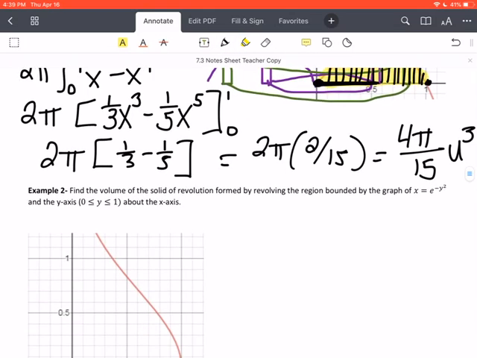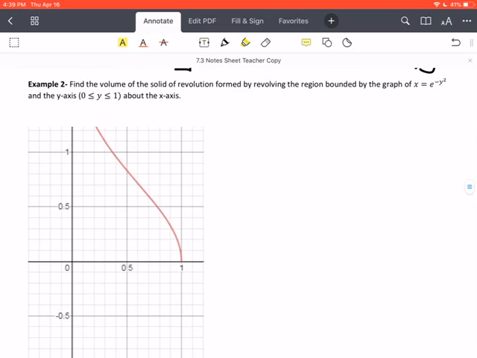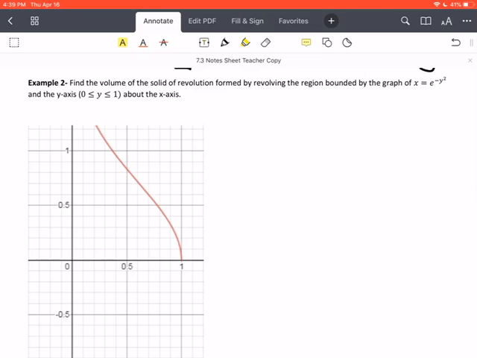The final example of this first lesson, okay, is we are asked to find the volume of a solid of revolution that is formed by taking this graph. It's written in terms of x, so that's kind of maybe hinting that we're going to be looking off the y-axis.